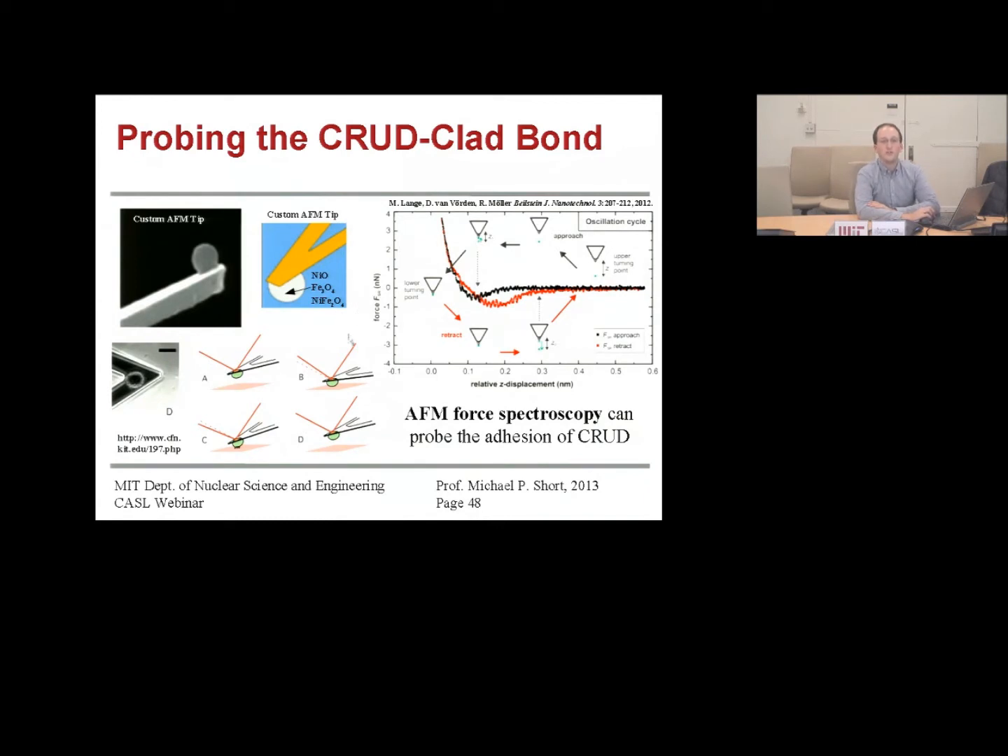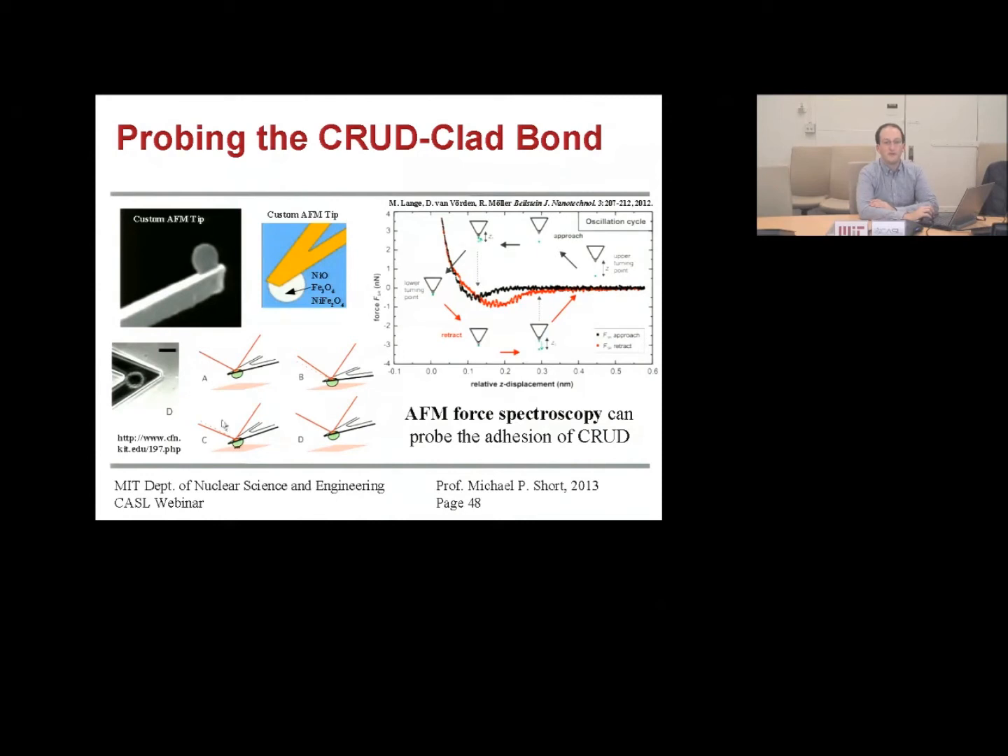And the way this works in what's called force spectroscopy mode is you take your AFM tip, or atomic force microscope tip, attach a particle of CRUD to it. So you've actually got a little CRUD probe, bring it down to the surface while shining a laser off the back. And that angle of the laser tells you how much this cantilever is deflected. And that deflection can give you a hint as to the force that's being applied to it.